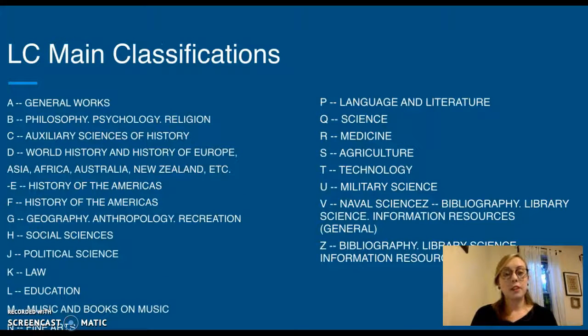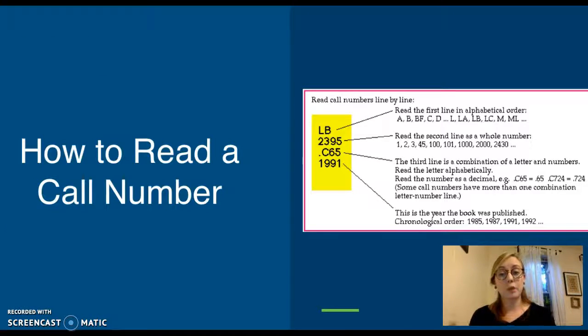So the Library of Congress has main classifications, and according to what letter in the alphabet your subject falls under, you're able to find things in that subject. So when you look at a call number, how do you know where it's located?